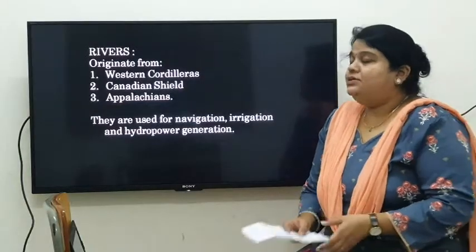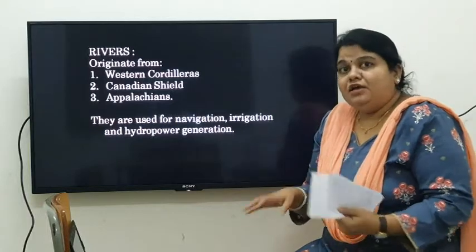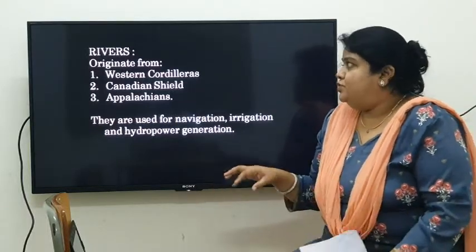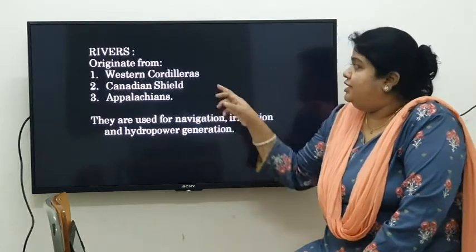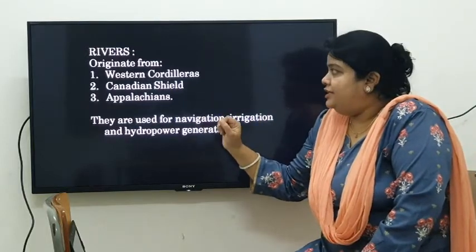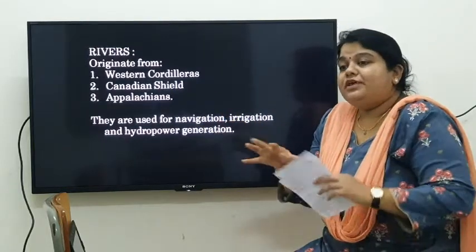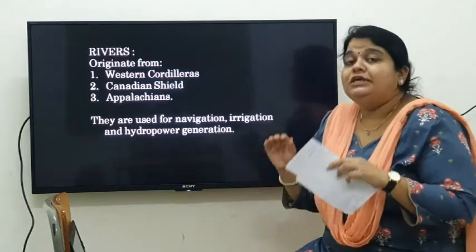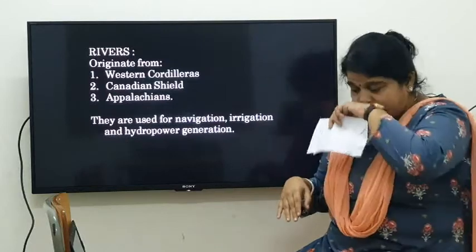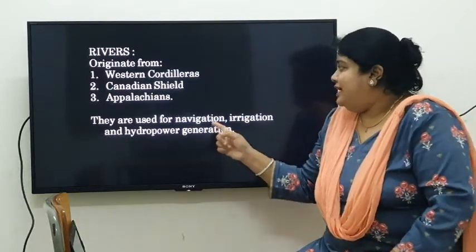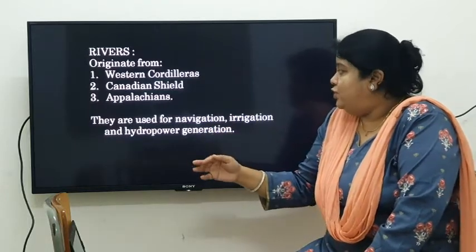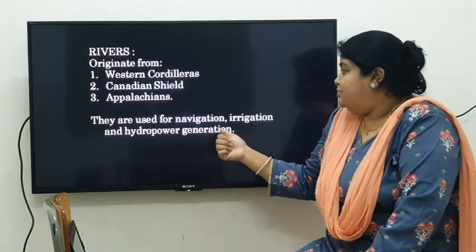Coming towards the rivers, the whole continent has any number of rivers, and these originate from different locations. Some rivers originate in Western Cordilleras, some originate in the Canadian Shield, some originate in the Appalachian Mountains. Wherever they originate, depending on the courses where they are flowing, whether upper, middle or lower course, they fulfil uses like navigation. If it is a part of the plain region, it helps in carrying goods from one place to another, and it helps in the navigation process.